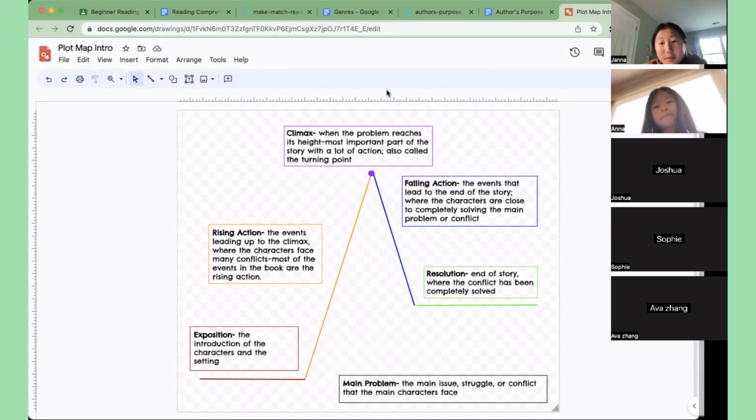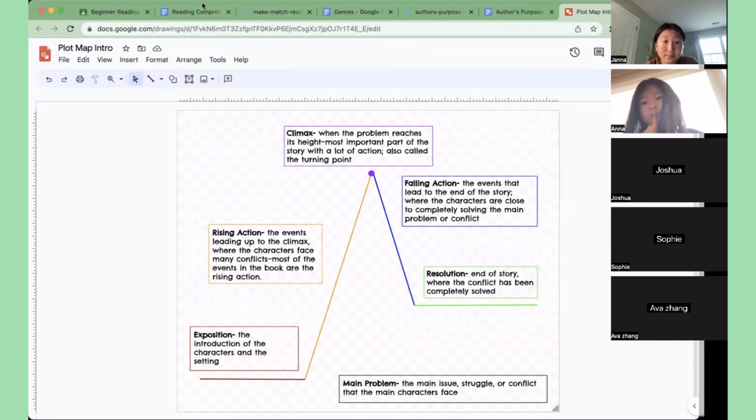And then in the blue is the falling action. So these are the events that lead to the end of the story. So after the climax, where the characters are close to completely solving the main problem or conflict, basically they're just winding everything down, getting ready for the resolution. And the resolution is the end of the story where the conflict has been completely solved.